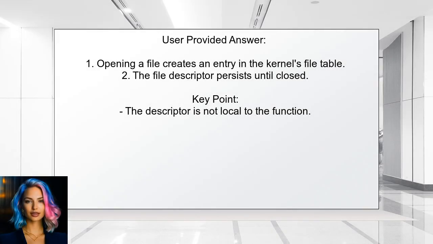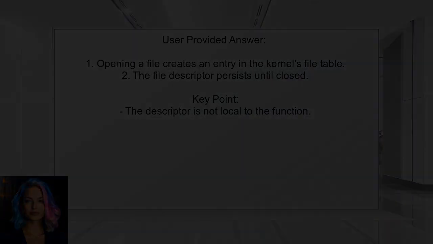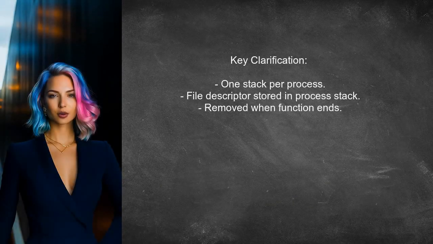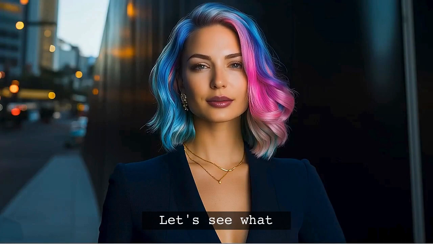This user explains that when you open a file, a descriptor is created in the kernel's file table. If you don't close the file, the entry remains, even if the function that opened it has exited. They clarify that there's only one stack per process, not per function. The file descriptor variable is stored in the process's stack and is removed when the function ends. That's all for that response. Let's see what someone else had to say.